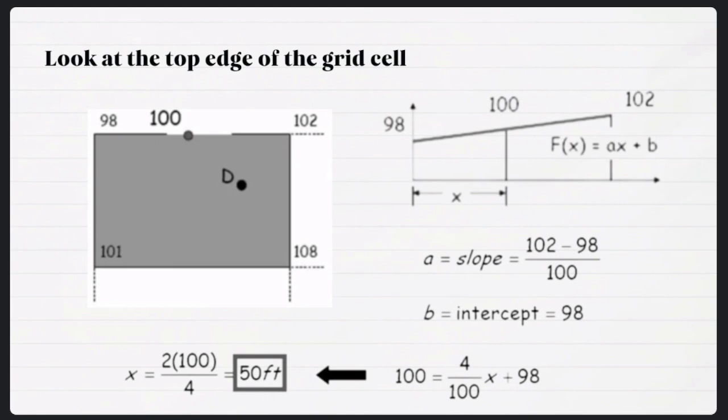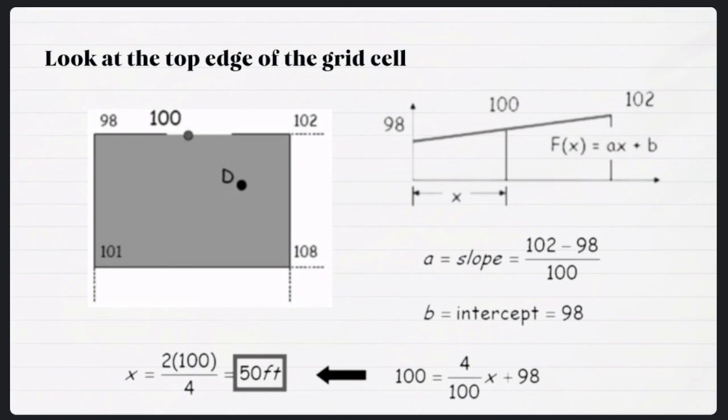And in order to find the distance from the B-intercept to the contour point, we use the formula in the lower left. So 2, that 2 is 100 minus 98. So 2 times 100 over 4. The 4 comes from the difference of the dimensions on top, which is 102 and 98. So that is the distance of the contour point from the B-intercept. So from 98, that 100 is 50 feet from 98.